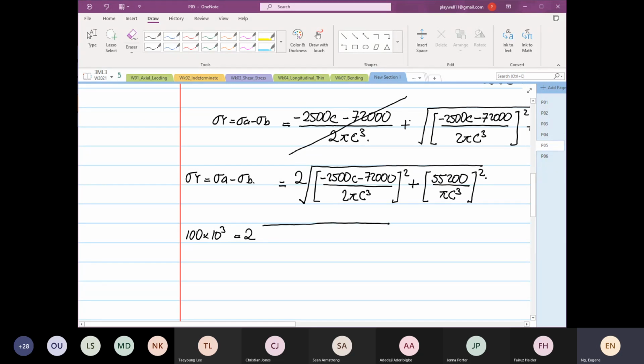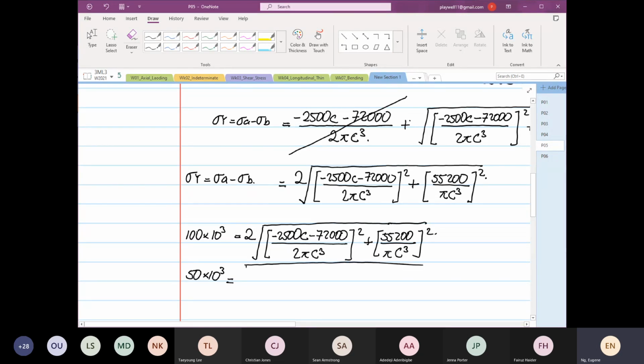Then you have the square root of minus 2,500 C minus pi 72,000, over 2 pi C cubed, squared, plus pi 52,000 C cubed, and this is squared, right? So to simplify things just slightly, 50 times 10 to the power 3 will be equal to the square root of minus 2500C minus pi 72,000 divided by 2 pi C cubed, squared, plus pi 52,200.